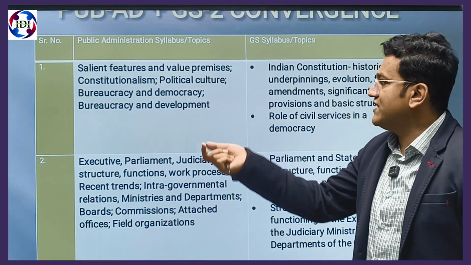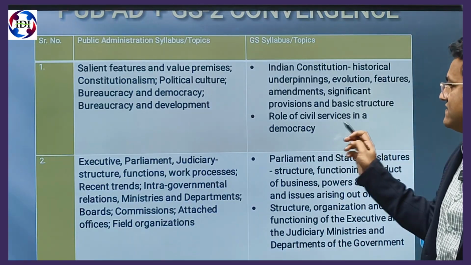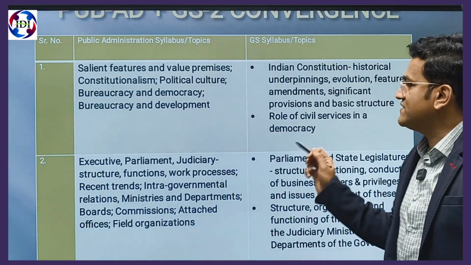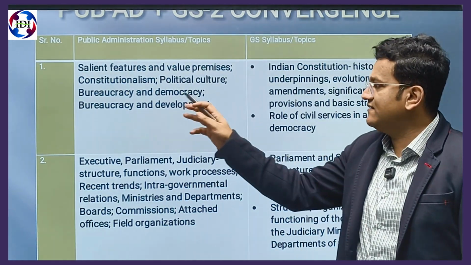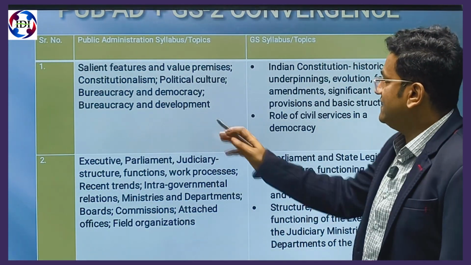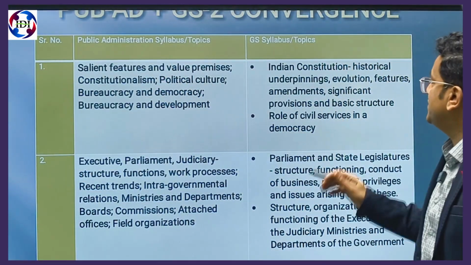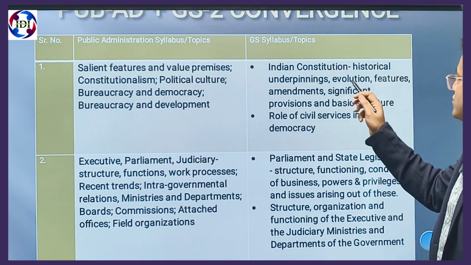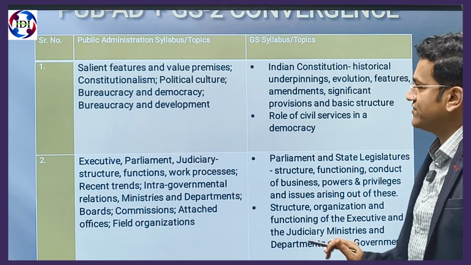This is a PubAd chapter. See here, bureaucracy and democracy. Here, role of civil services in democracy. So civil services is also called bureaucracy, and the role of civil services in democracy. Here, bureaucracy and democracy. Here, constitutionalism, salient features and value premises of the constitution. Here, Indian constitution, historical underpinnings, evolution, features, amendments, significant features, and basic structure.